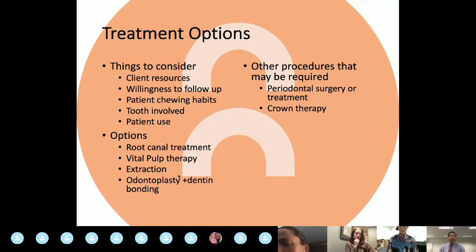If the patient is a bad chewer, something else that we might consider is putting a metal crown on the tooth to prevent any further damage to the tooth or to the restoration that we're going to place over the endodontic therapy.